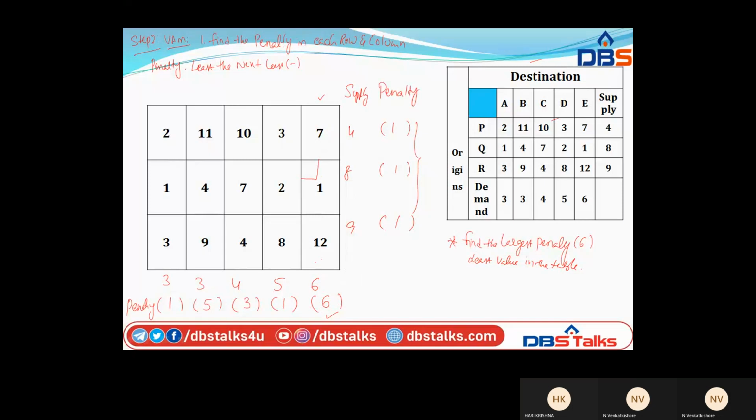Again in the table, what is the demand? Compare the demand and the supply. So 6 undi, ikkademo 8 undi. Kabatti what is the difference? 6 we are putting here and making the difference and straight away eliminate this table.